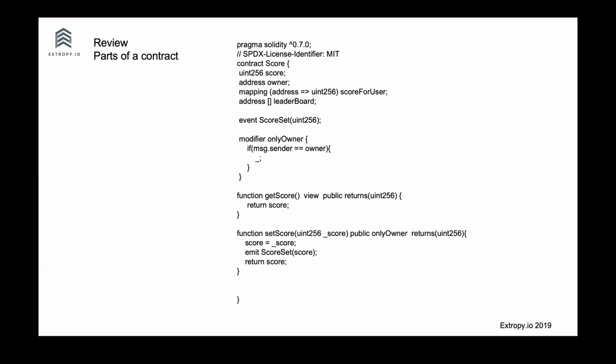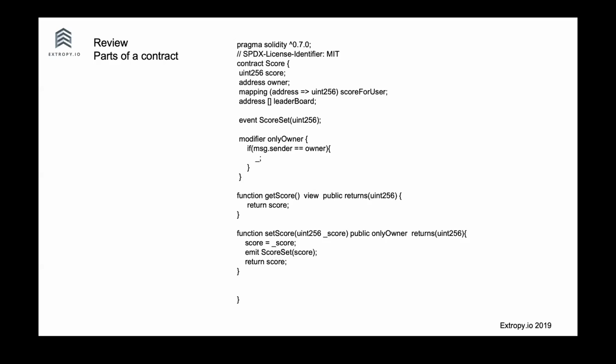So we have a view function here. A view function means that we cannot use this function to change the state of the contract. We can only use it to read data from the contract. We've declared this as public, so this function can be called from anywhere. It can be called from within the contract. It can be called externally to the contract.